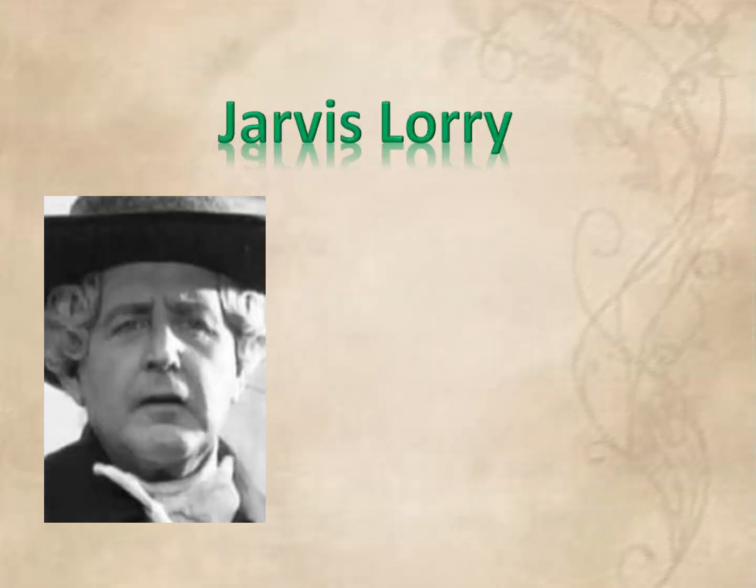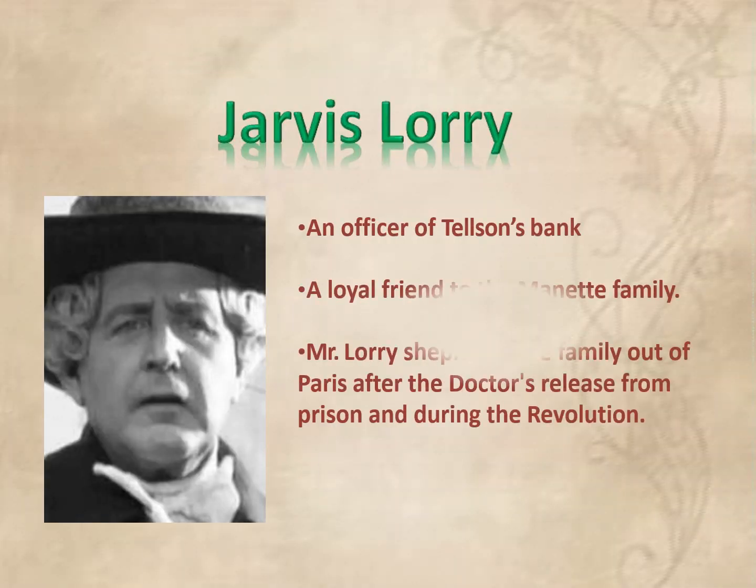First, we have Jarvis Lorry. Mr. Lorry is an officer at Tellson's Bank, a loyal friend to the Manette family. Mr. Lorry shepherded the family out of Paris after the doctor's release from prison and during the Revolution.